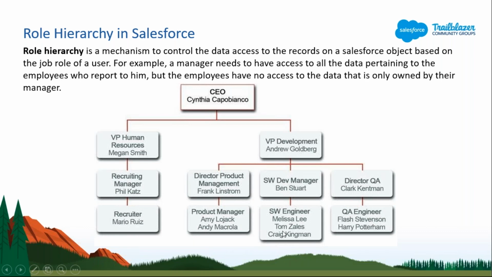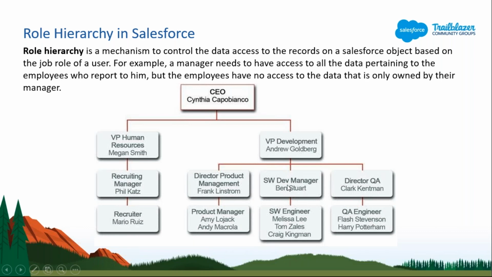So Craig Kingman will not be able to see the records from Tom Giles unless we have given a permission set, or we have shared the record with that particular user. So those users will not be able to see records from another one, but the software engineer will be able to see. But this is the role.